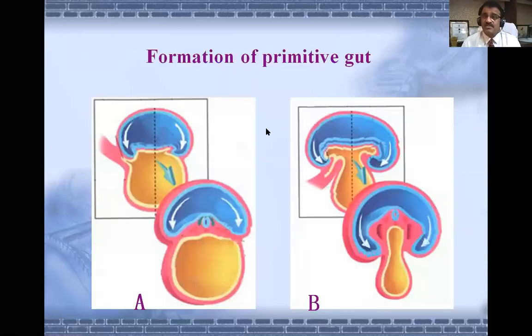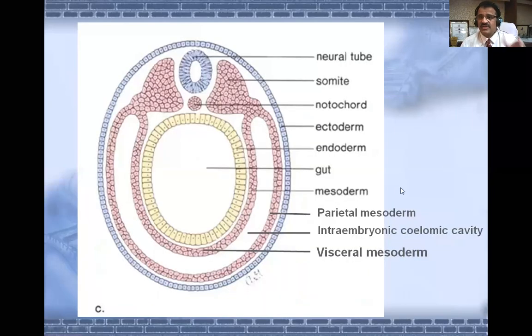And formation of primitive gut images are shown here. How the primitive gut is formed. Primitive gut means GIT. And you can see other structures along with gut. This is the gut, and here you can see the neural tube for nervous system. The outermost you can see ectoderm here, ectoderm for the epidermis of the skin and other parts of body. How they are determined at the end of 1st month.